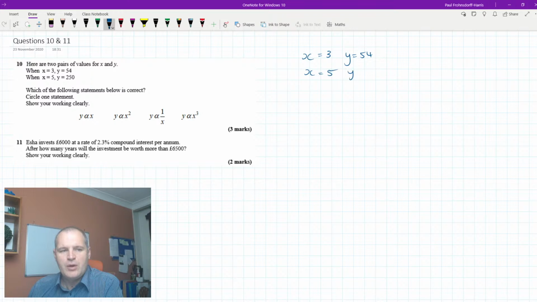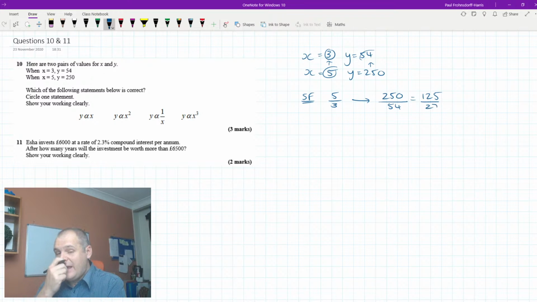On this, what we do is we compare the growth. For 3/5, the scale factor here is 5/3, and it compares to here. If we divide that number by that number, we must also divide that number by that number, and it compares to 54, but that simplifies on our calculators to 125/27. Now, if you know your square and cube numbers, you will spot that that equals 5 cubed over 3 cubed.